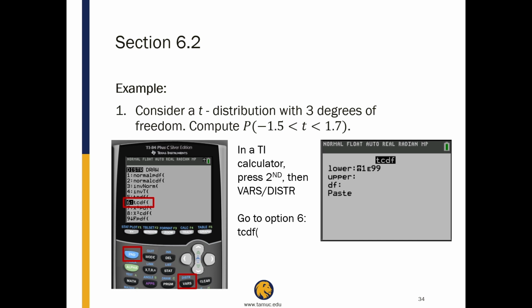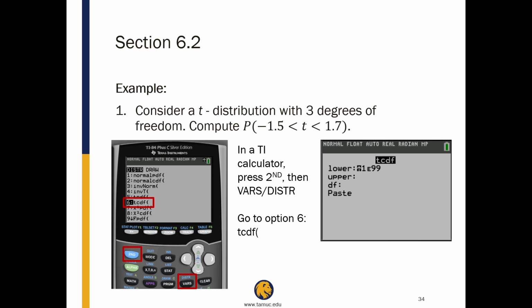So in a TI calculator, you have to press second, then the VARS/DISTR button to get to this screen that I have here. Then you go to option 6, which is the tcdf option. Now if you go there, it's going to look something like what's on the right. It gives you lower, upper, and df options to plug in numbers for.